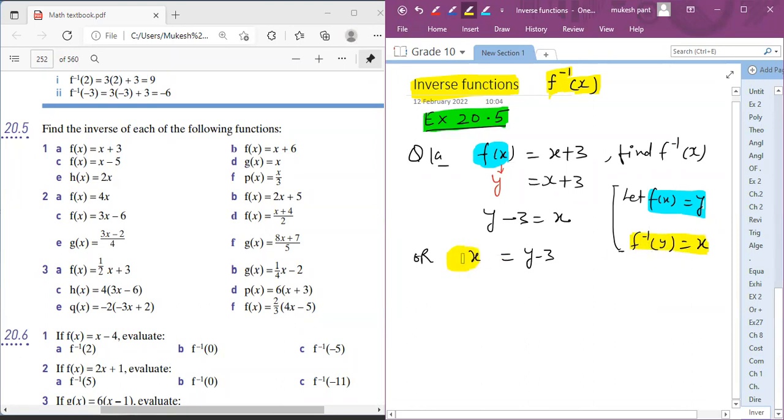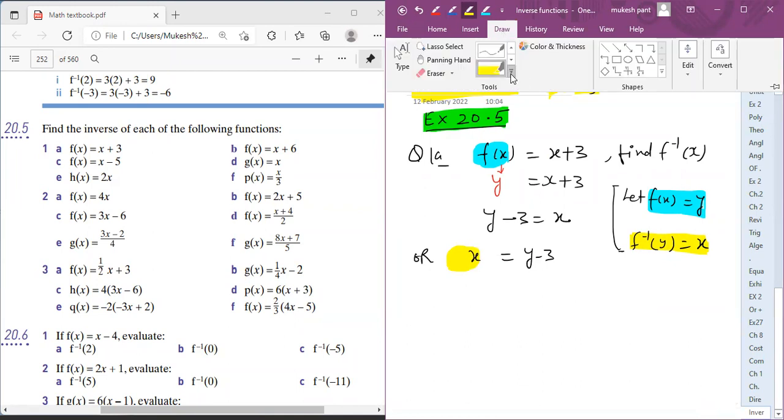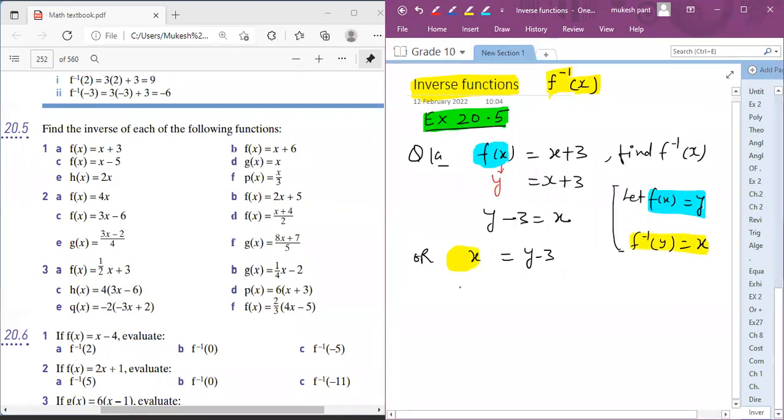We have x here, so we will replace this x by f inverse y, because we need the same variable on both sides, here x and here y. That's the problem, so we need the same variable. So x is replaced by f inverse y, equals y minus 3. Now you can see the same variable on both sides, y on the left and also on the right. In the next step, you have to replace y by x. f inverse x equals x minus 3.